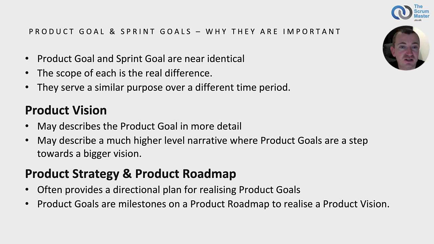Next, the product strategy and product roadmap. Well, product strategy or product roadmaps often provide a directional plan for realizing the product goal, or a series of product goals. Product goals would be the milestones on a product roadmap that Scrum teams need to target to realize their product vision.